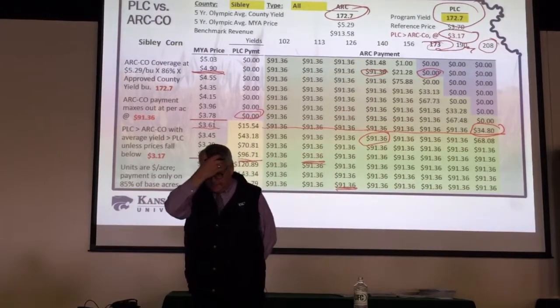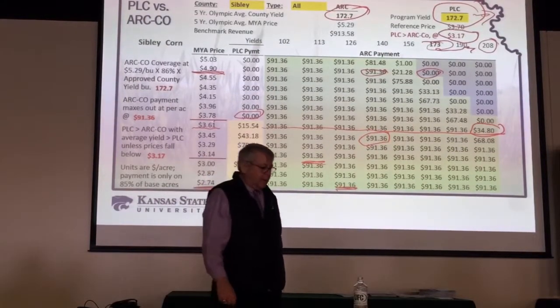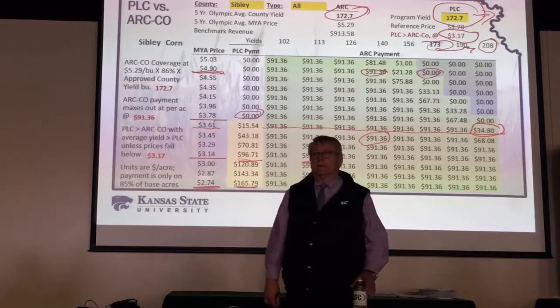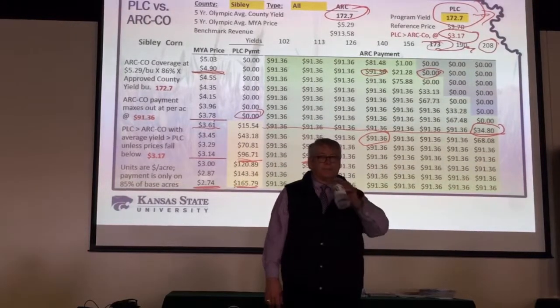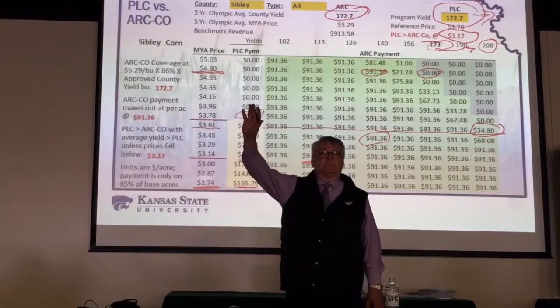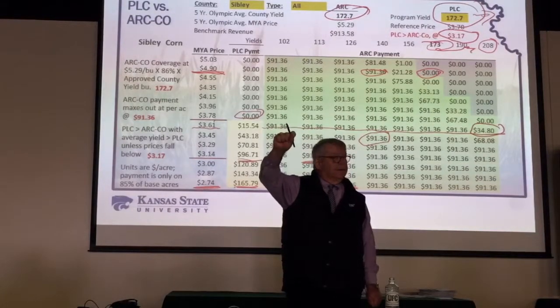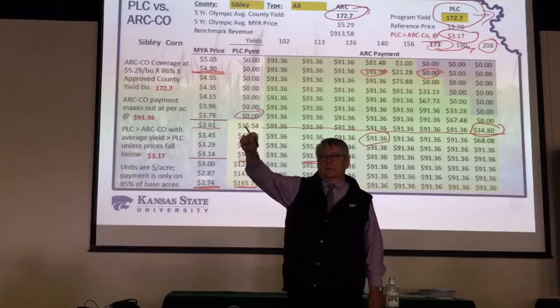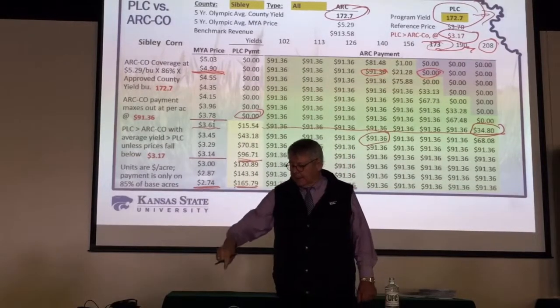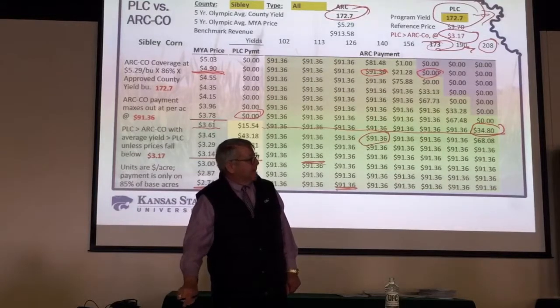So, a couple other points I want to make. What if your program yield is 180 bushels? Is the break-even point now at 317? And if no, is it higher or lower? How many say higher? Well, the answer is higher. That price can be higher if you've got a higher program yield, because you're multiplying the payment rate times a bigger payment yield.